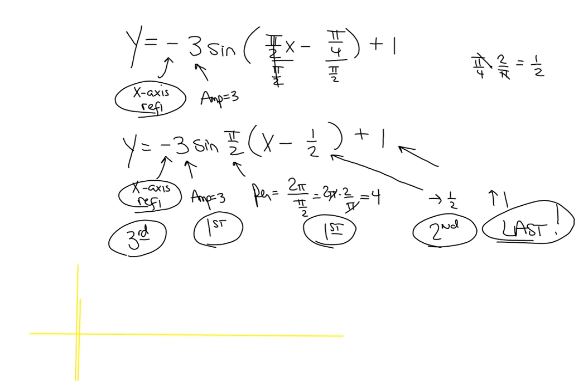Let me get rid of this short one. Okay. So our period is going to be 4. So I'm going to go out here to 4. Half of 4 is 2. Half of 2 is 1. So 1, 2, 3, 4. I'm going up 3 and down to -3. So that takes care of this and this.